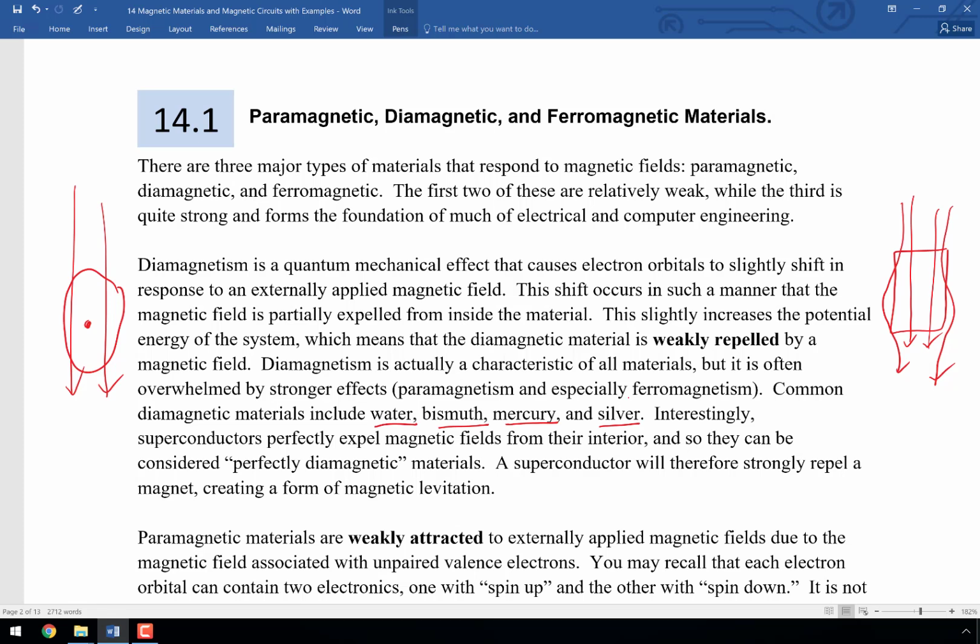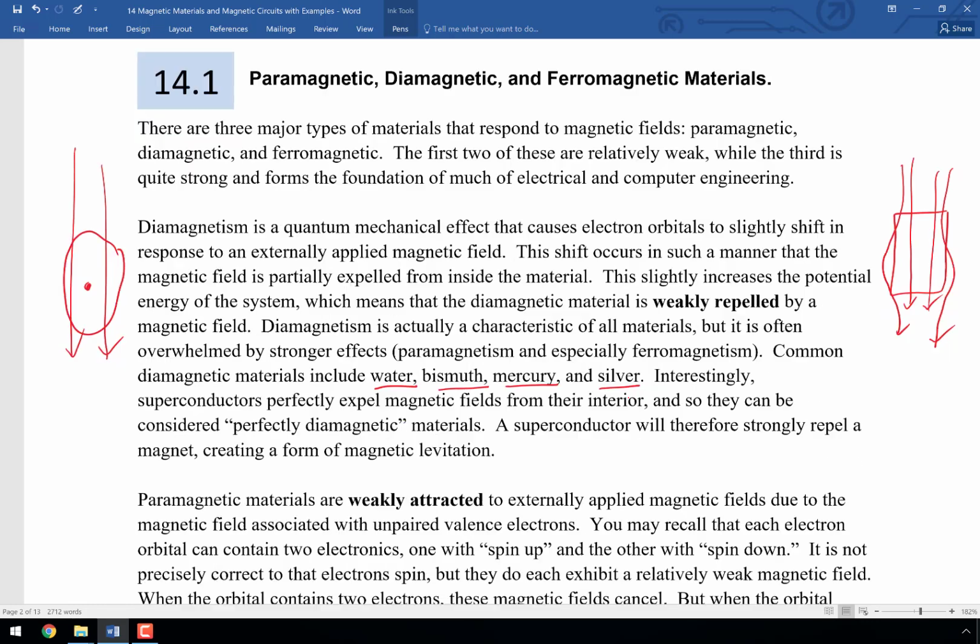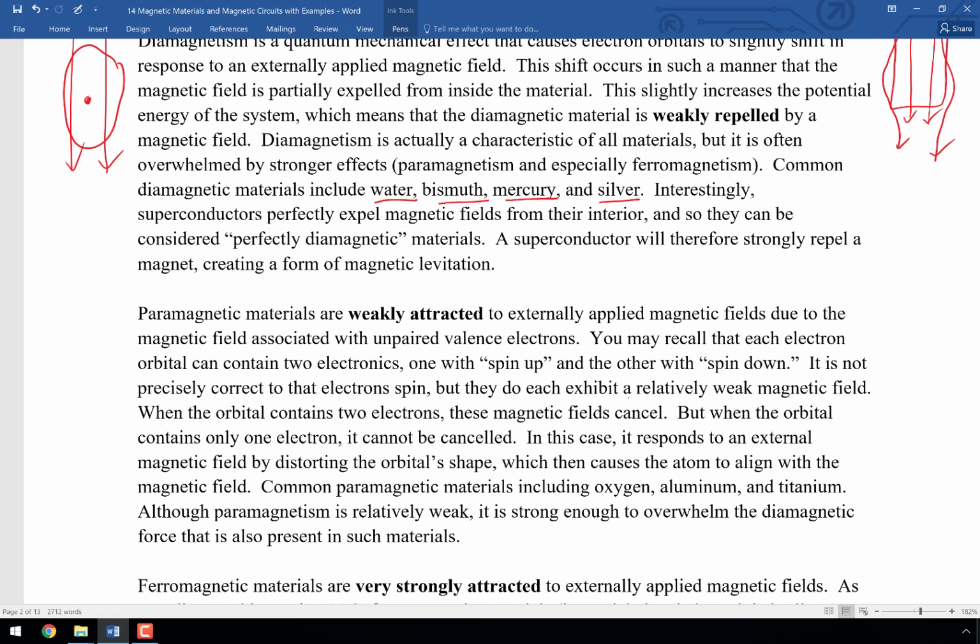Paramagnetic material, and I should just clarify again, all materials really are diamagnetic at their heart. All materials exhibit diamagnetism. It's just that the other two effects we're about to talk about will outweigh those effects and cause them to be hidden. Paramagnetic materials are weakly attracted to externally applied magnetic fields.